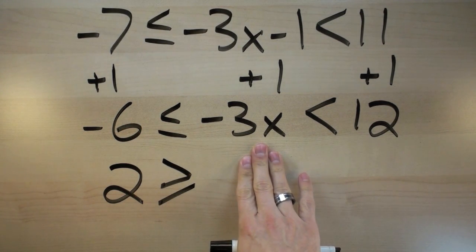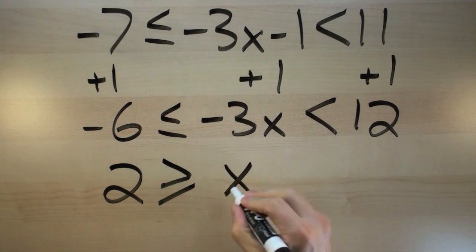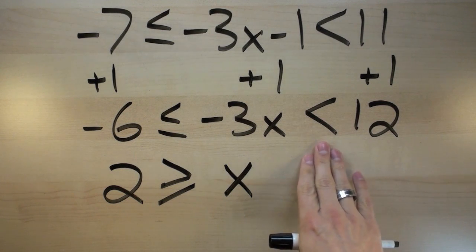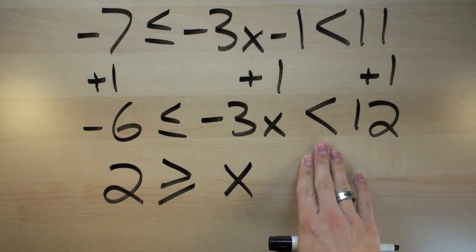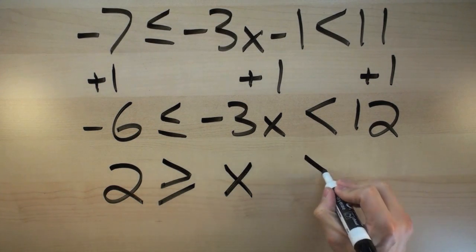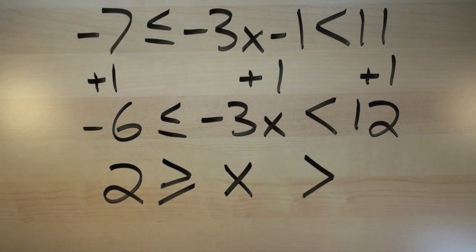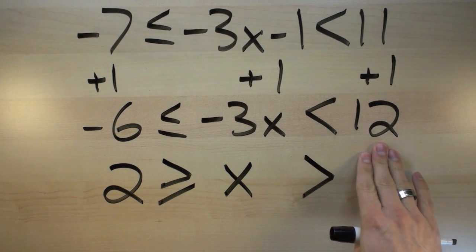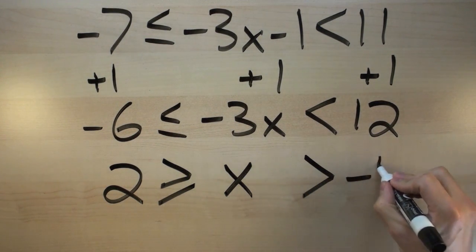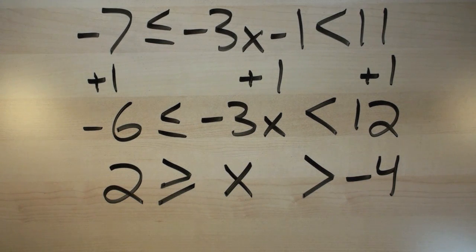-3x divided by -3 is going to be x. That's the whole reason we chose to divide by -3. Leaves us with x. We're dividing by a negative, so we're going to switch the direction of this inequality. And then we're going to divide 12 by -3 to get -4. And we have now solved our compound inequality.